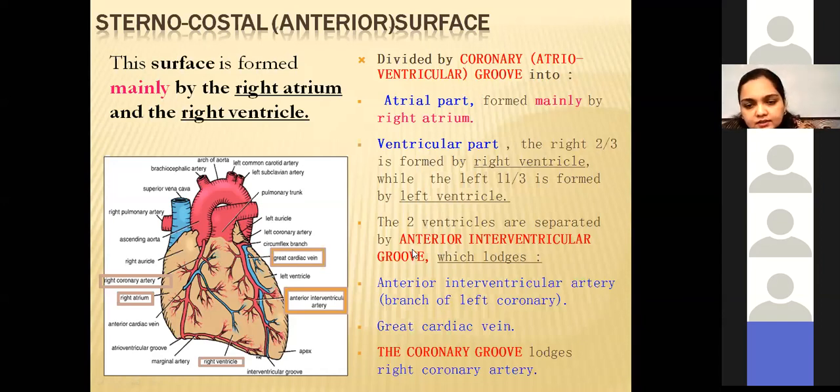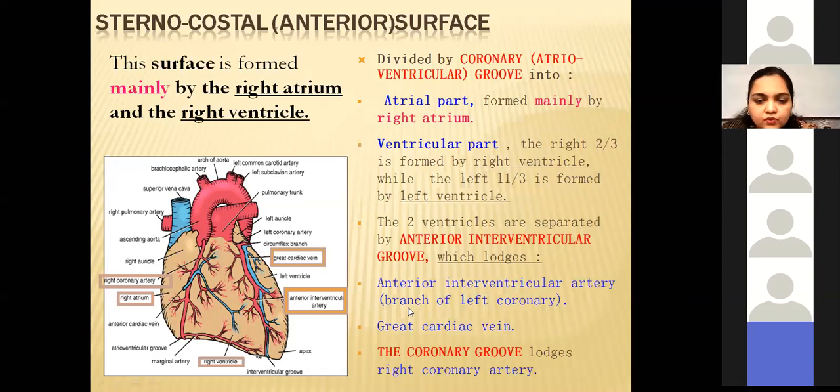Now there is another groove that is called the anterior interventricular groove. The anterior interventricular groove is present between the two ventricles. You can see in this slide the anterior interventricular groove, and it lodges the anterior interventricular artery plus the great cardiac vein.